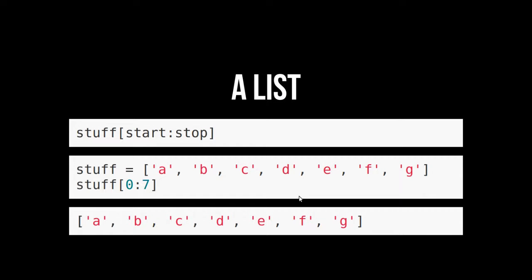So we've got a list here. Once again, we're not going to be using the interval, just the start and stop. We're going to make a list called stuff, and inside of that list we're going to have single character strings of A, B, C, D, E, F, and G. Then we're going to say we want to start at 0 and end at 7, and that will actually give us the entire list. So not too useful there.